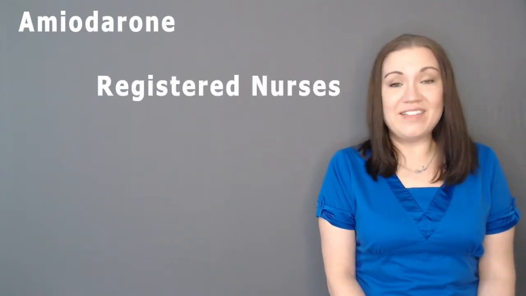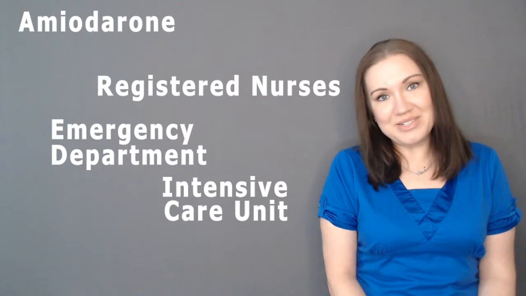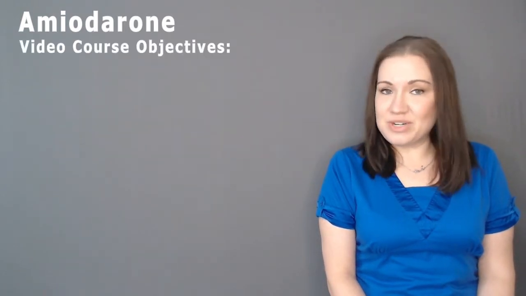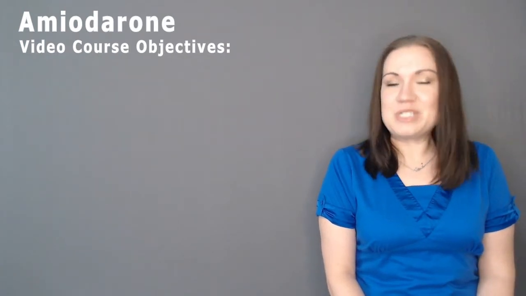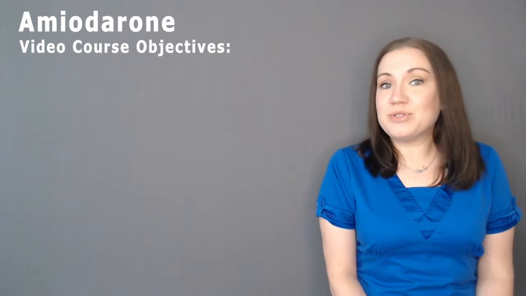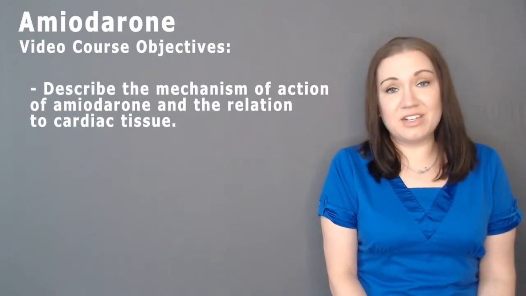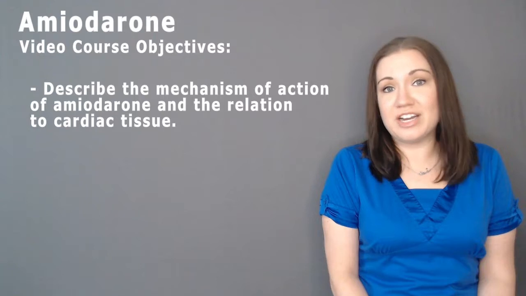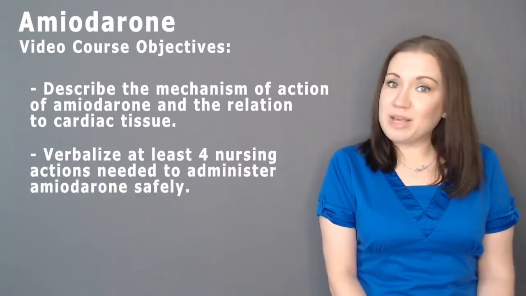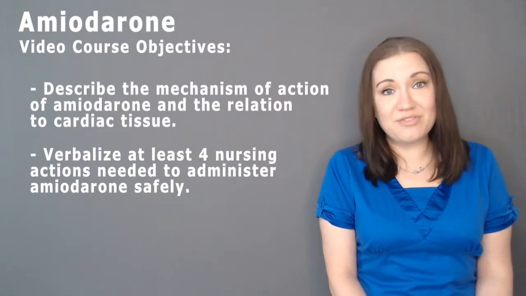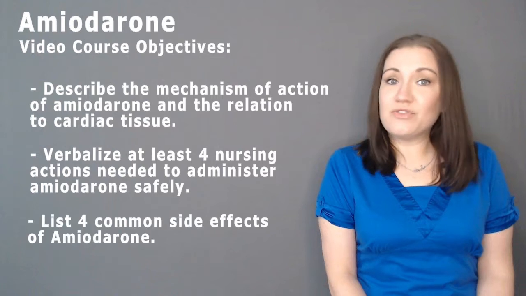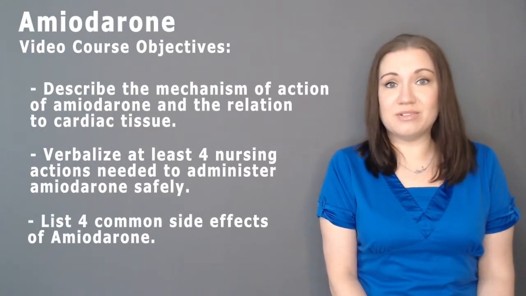Today we are going to talk about amiodarone. This course is for practicing registered nurses in the ER, ICU, or on a code team. At the end of this video course, students will be able to answer all the questions that I just asked above, but more specifically, students will be able to describe the mechanism of action of amiodarone and the relation to cardiac tissue. They will also be able to verbalize at least 4 nursing actions needed to administer amiodarone safely, as well as be able to list 4 common side effects of amiodarone.